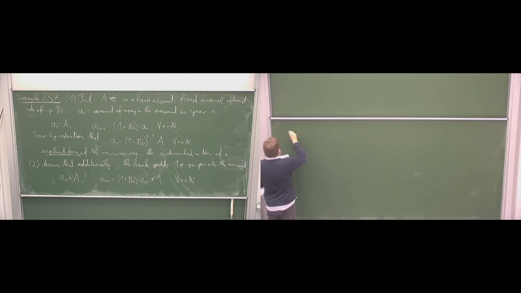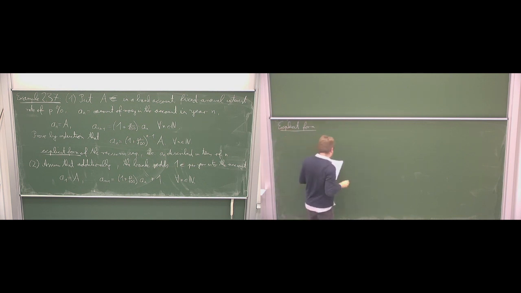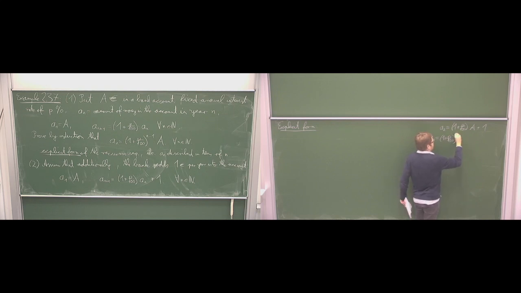So in this case, if we compute the terms explicitly, the explicit form: let us first compute the first ones on the slide to see what happens. A2 would just be 1 plus p over 100 times a, plus 1. But A3, multiplying this with 1 plus p over 100, we get 1 plus p over 100 squared times a, plus 1 plus p over 100. That's from multiplying the 1 with it. And again, you get the additional euro that the bank puts on top.